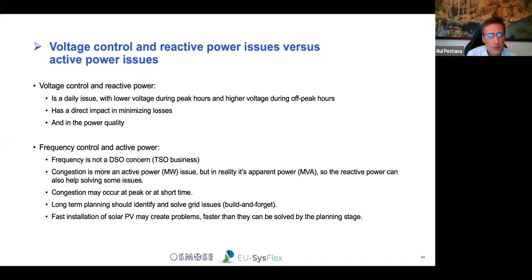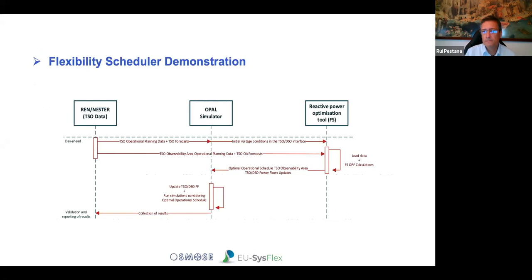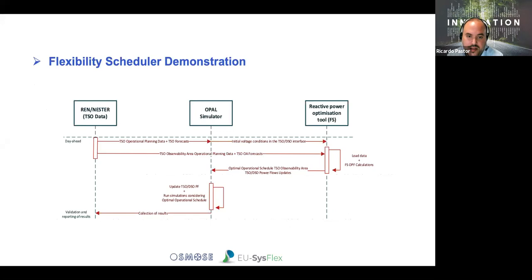Okay, this I will pass to Ricardo, please. Okay, thank you, Rui. So at this stage, R&D Nester is the partner responsible for the demonstration in the lab of the FES, of the flexibility scheduler, in our real-time power system laboratory. So let's first talk a little bit about the process, how this will be performed. This is a day-ahead process. So we are talking about the scheduling for the next 24 hours of the optimization of reactive power in the distribution and the observability area of the TSO side.